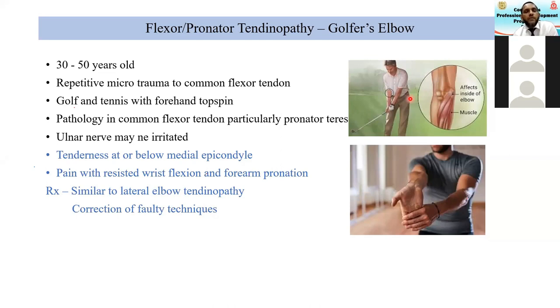So the pathology, as I said, is in the common flexor, and due to its close association with the ulnar nerve, the nerve can be irritated in this condition. The tenderness is usually at or below the medial epicondyle, with pain on resisted flexion. Lateral epicondylitis, or tennis elbow, is pain with resisted extension, whereas in golfer's elbow the pain will be on resisted flexion of the wrist and on pronation. Treatment modalities are similar to lateral epicondylitis, and most importantly, correction of the faulty techniques.